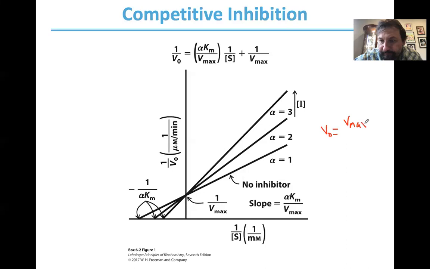Vmax, substrate, alpha, Michaelis constant plus substrate.